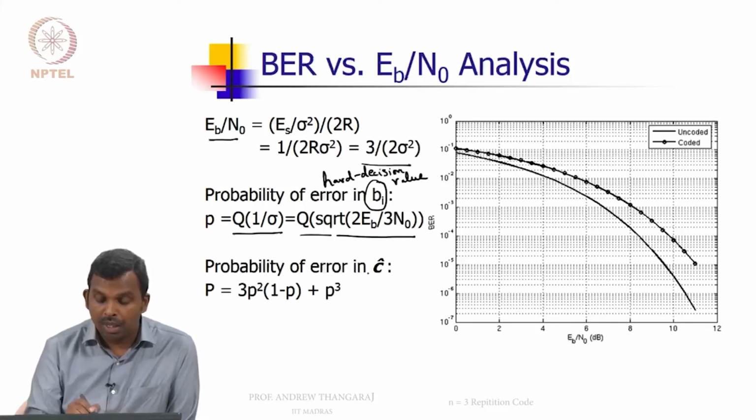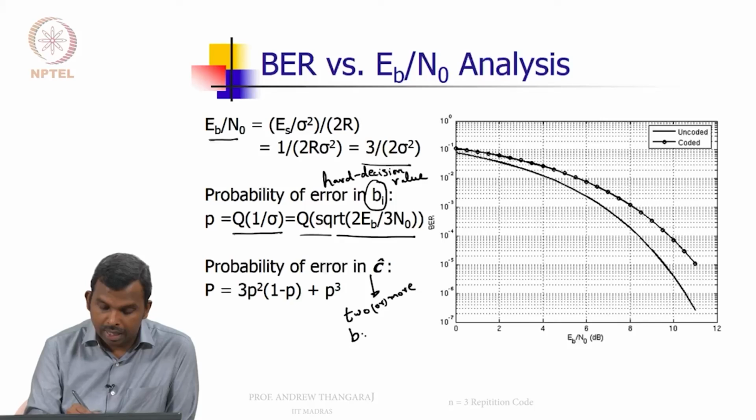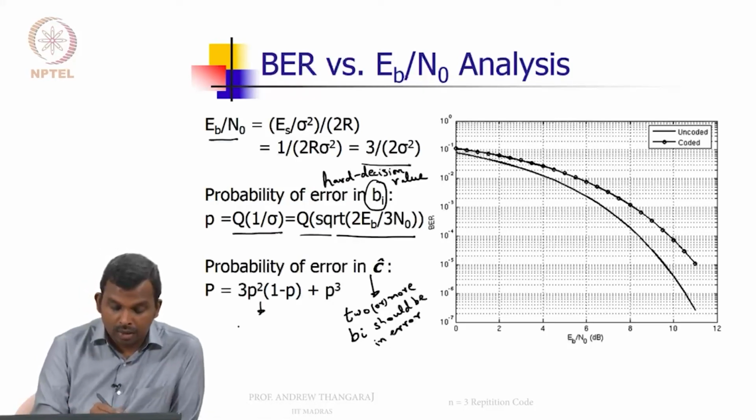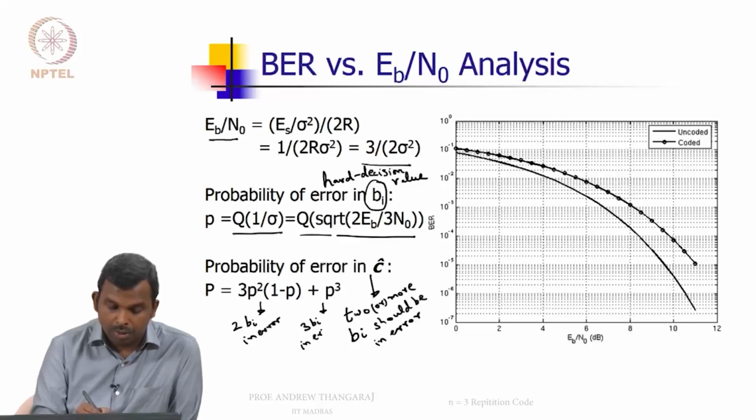Okay. Now, what is the probability of error in C cap? This is when 2 or more b_i should be in error. Okay. So, if you put that in, you will get this calculation. This is the case where 2 b_i are in error, this is the case where 3 b_i are in error, p power 3, they are all independent. So, it works out like this. So, this is the probability of error. You can express the probability of error in terms of Eb over N naught.